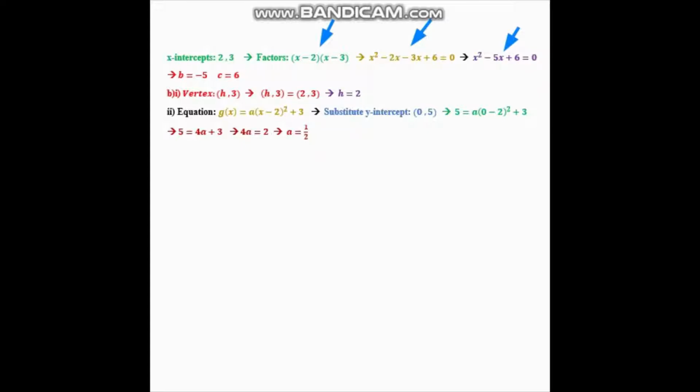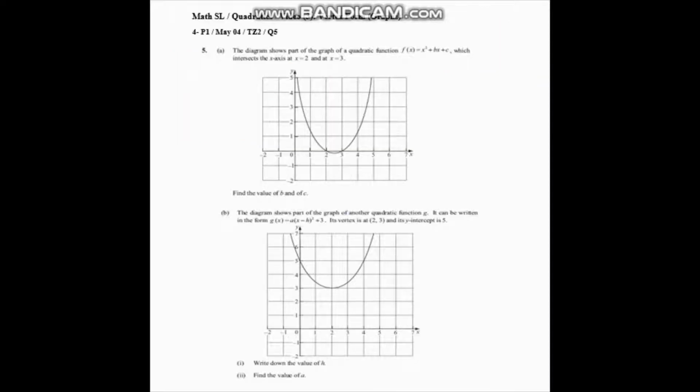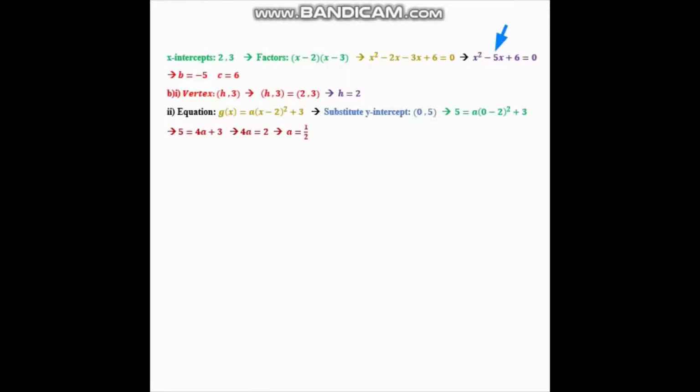And now what we need to do is compare the purple equation to the equation given in the question. So the equation is x squared plus bx plus c, and ours is x squared minus 5x plus 6. So we compare the value next to the x. So b here is equal to negative 5 in our equation. Hence b is equal to negative 5. And c in the question is equal to 6 in our equation. Hence c equals 6.